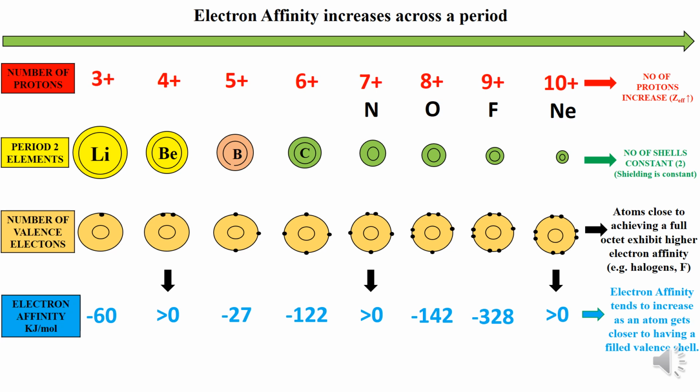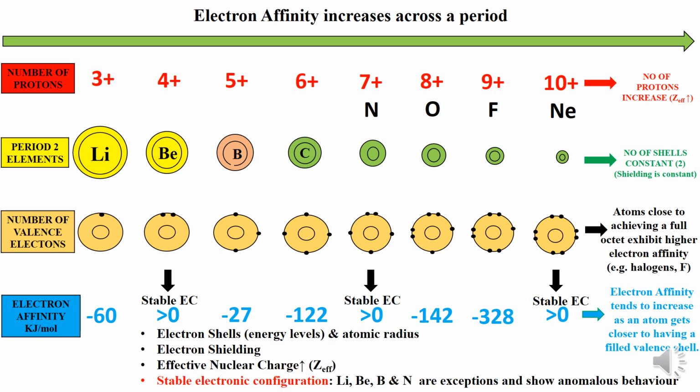And why do they show a positive sign? It is an endothermic process, because these 3 elements have a stable electronic configuration. Beryllium has a fully filled 2s orbital, nitrogen has a half filled p orbital, while neon has a stable electronic configuration with the outermost shell completely filled with 8 electrons. So because of the stability, remember, if the atom is stable, it will not accept the electron easily. Only if the atom has an unstable electronic configuration, it will accept the electron.